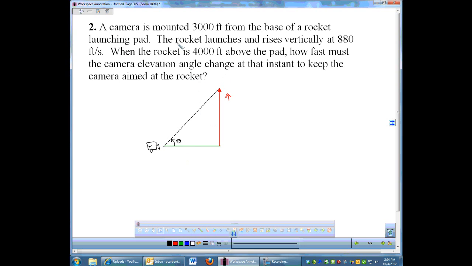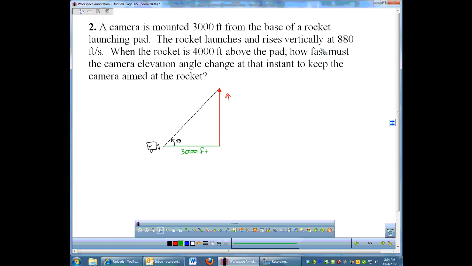So let's see, our given information: the camera is 3,000 feet from the base of a rocket launching pad. That would be this distance. And I don't think that's going to change. The camera is stationary, the launching pad is stationary. That is 3,000 feet, and that's constant. I can go ahead and label that with the distance.